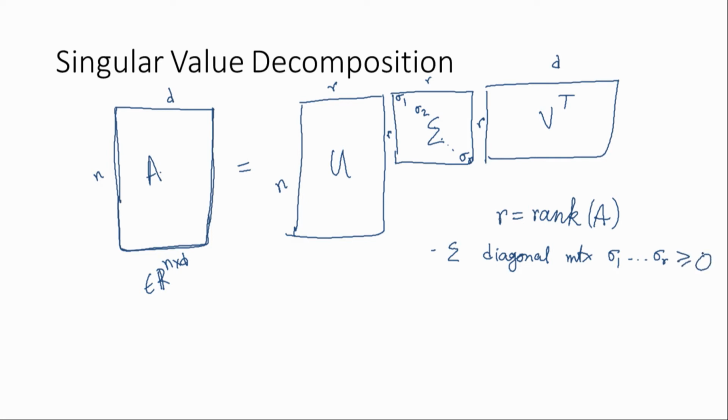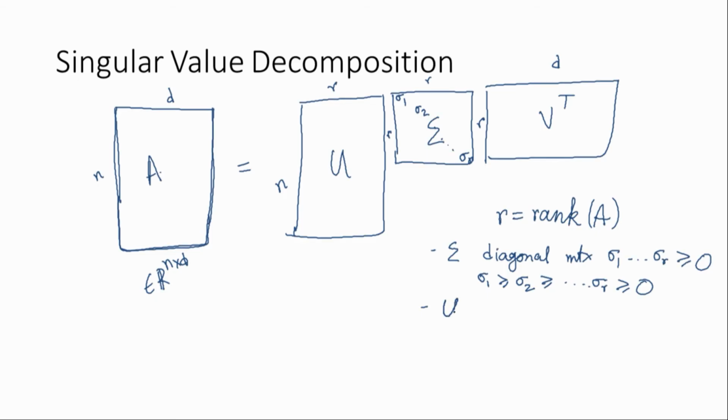In fact, it's easy to see that you can rearrange the columns of U, the entries of sigma, and the rows of V transpose to make sure that the sigma values are decreasing. That sigma 1 is the biggest one, sigma 2 is the next biggest one, sigma 3 is the third biggest one, and so on, and sigma r is the smallest one. This is just a question of rearrangement.